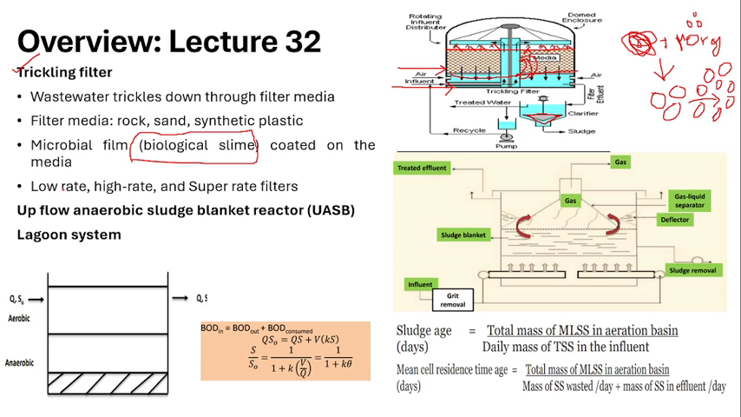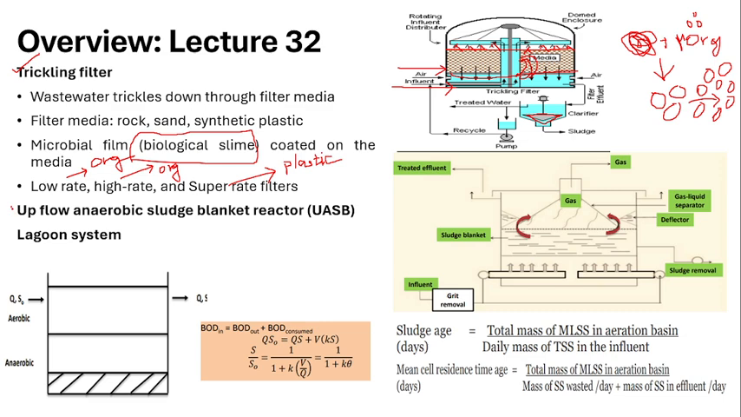Okay. Now, these are classified into low rate filters, high rate filters, and super rate filters. So the composition is the major difference in these filters. In this one, a low amount of organic load will be there, and here a high amount of organic load will be there. In the super rate filters, this filter material is typically composed of plastic. So this is classified as the super rate filter. Okay, plastic materials are used here for the filtration medium.